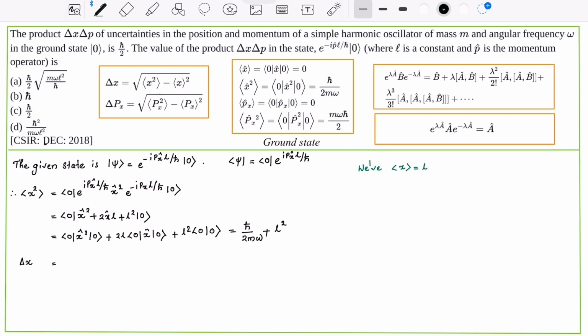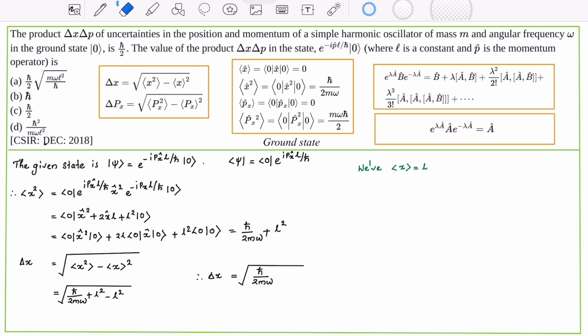Therefore, we can write delta x, that is equal to root of expectation value of x square minus expectation value of x whole square, and that is equal to root of h cross by 2m omega plus L square minus L square, that is equal to root of h cross by 2m omega. Delta x is root of h cross by 2m omega. So we have evaluated delta x. Now we have to evaluate delta p or delta px.